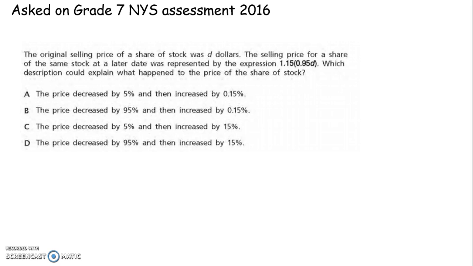All right, let's see. The original selling price of a stock was $D. The selling price for a share of the stock at a later date was represented by 1.15 times 0.95D. Which description explains what happened? Okay, so I would start within my parentheses. 0.95D, D is your dollars. 0.95D would be a 5% reduction, right? If you're still paying 95%, that means a 5% reduction.